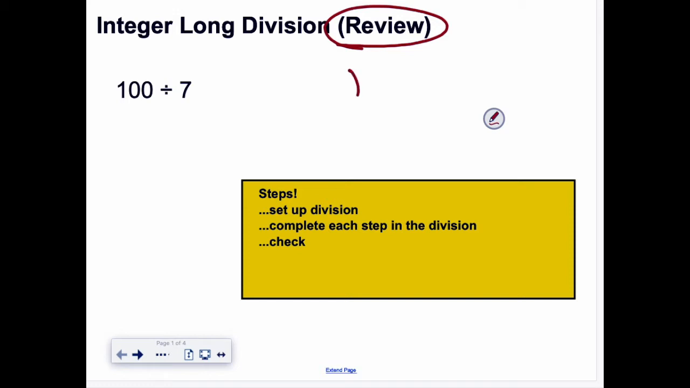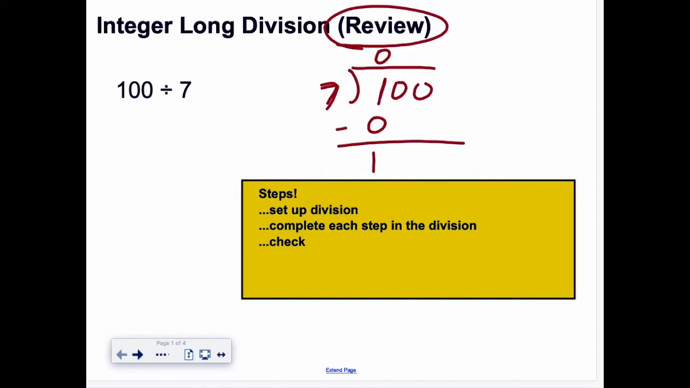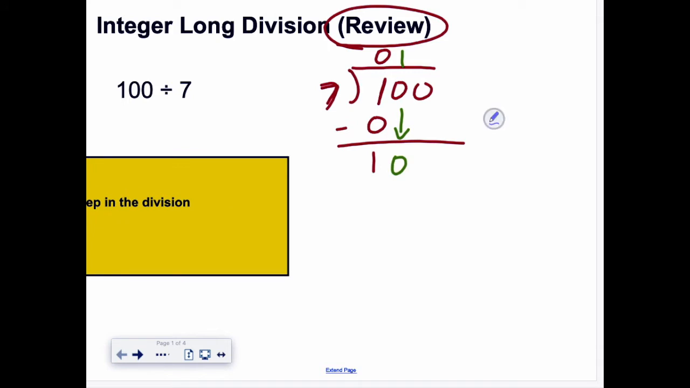We have our little house. We got the 100, we got the 7. Silly question, but how many times does 7 go into 1? 0. 0 times 7 gives us this. Subtract it. And then you bring down this. How many times does 7 go into 10? Once. So you do 1 times 7, and you get 7. You do your subtraction. You're going to get 3.